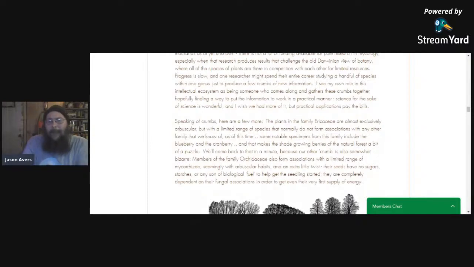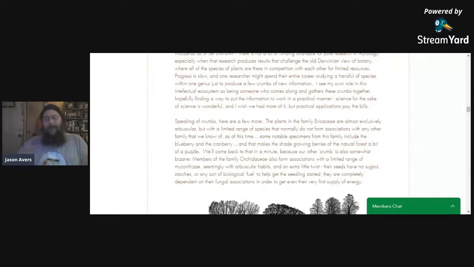So the members of the family Orchidaceae also form associations with a limited range of mycorrhiza, seemingly with arbuscular habits, and a little extra twist. The orchids have seeds that, for the most part, have no sugars, no starches, or any other sort of biological fuel to help get a seedling started. So they're completely dependent on their fungal associations in order to get their very first supply of energy.